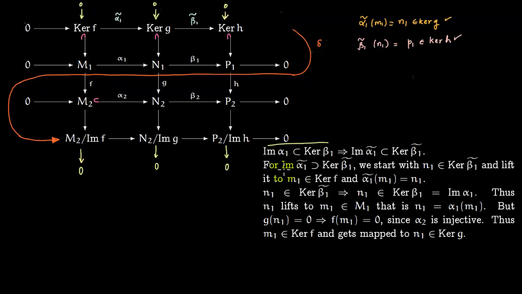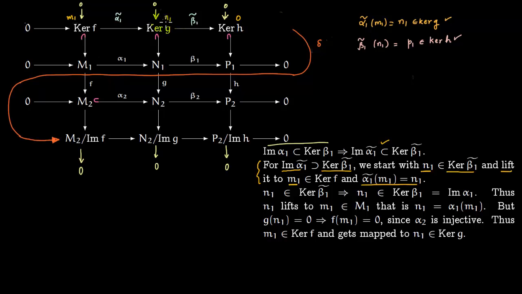Now we go in the opposite direction. So image of alpha 1 tilde contains kernel of beta 1 tilde. So this is what we have to show. So this we have shown. If we show this, then we are done. So for this we need to show that you start with n1 in kernel of beta 1 tilde, that is n1 will get mapped to 0, and then we will show that we can lift it to some m1 right here in kernel of f, and then this m1 gets mapped to n1. So that is alpha 1 tilde of m1 is n1. So this m1 will get mapped to n1 via this map alpha 1 tilde.